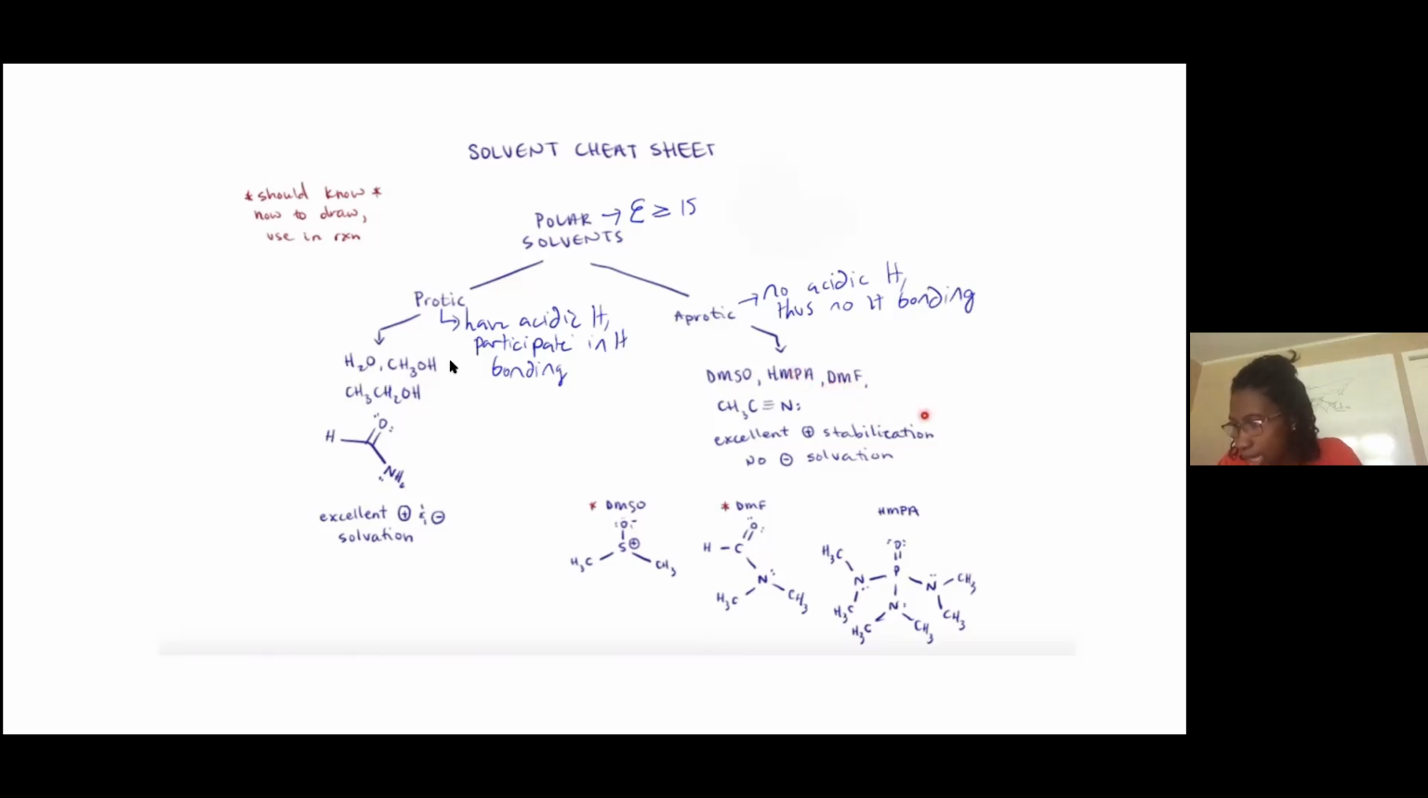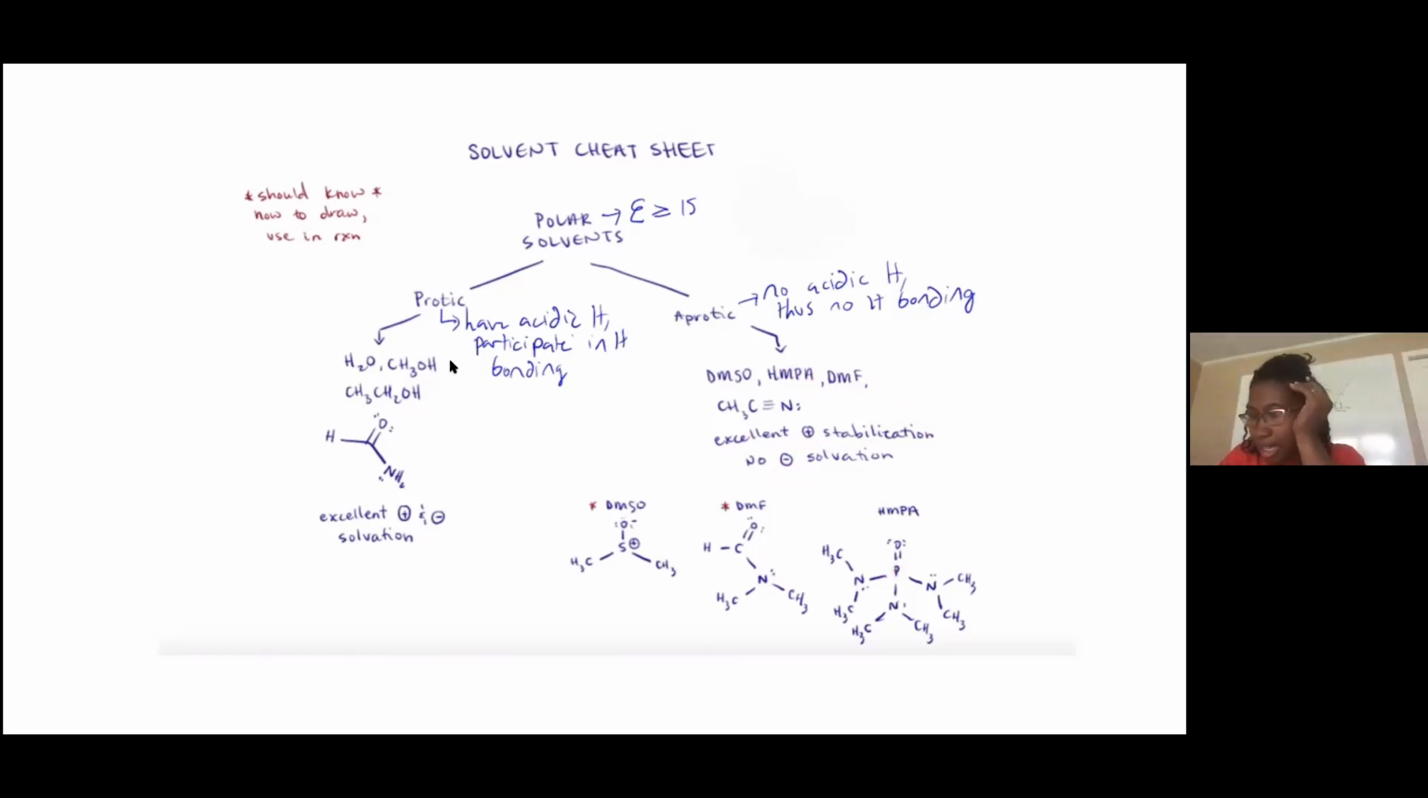These are some common examples down here: DMSO, HMPA, DMF. They have excellent cation stabilization, but no anion solvation. And then here are just some diagrams of what the molecules look like.